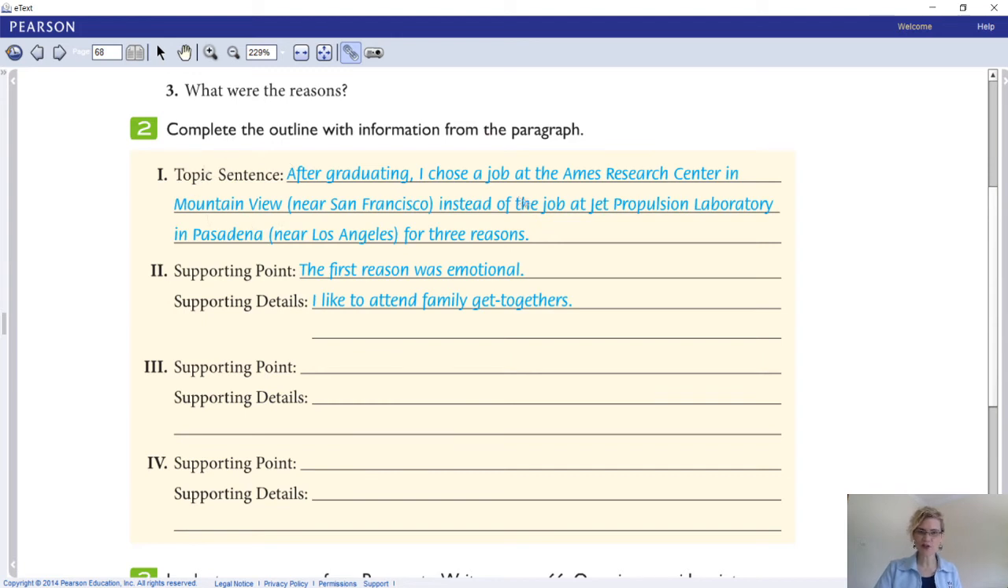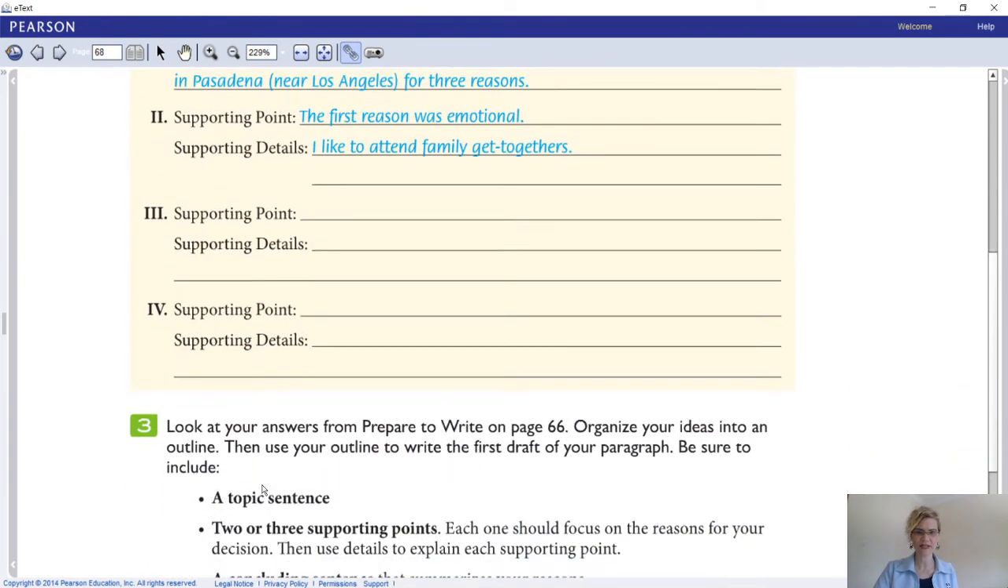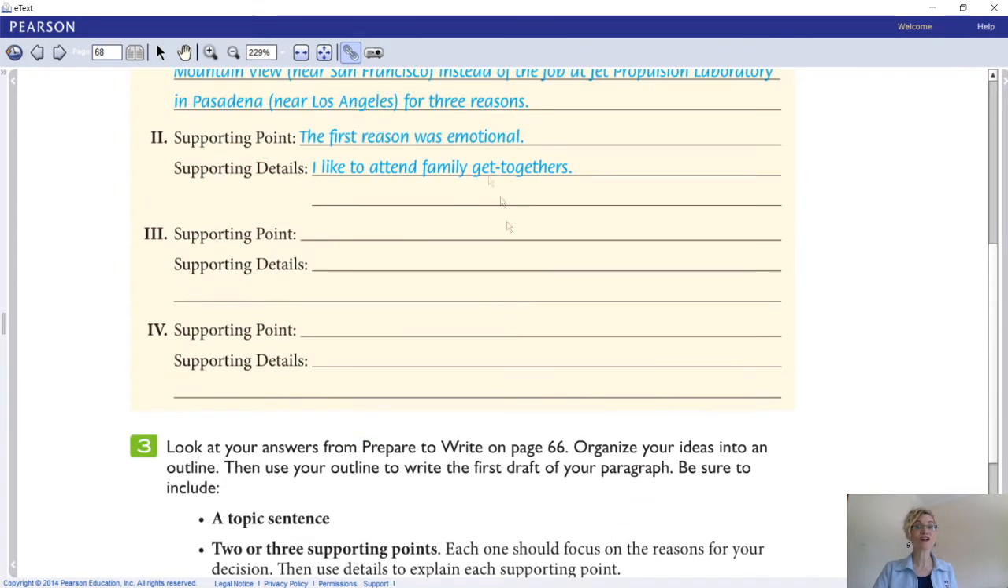After graduating, I chose a job at the Ames Research Center in Mountain View near San Francisco instead of the job at Jet Propulsion Laboratory in Pasadena near Los Angeles for 3 reasons. So this is the topic and the 3 reasons is the purpose, meaning that this student will use 3 main points. Main point 1, main point 2, main point 3. And then supporting details and then an example. P-E-E, P-E-E, P-E-E, and the concluding sentence would be the L to link back to the topic sentence. Please complete this outline. Take your time to do that right now.